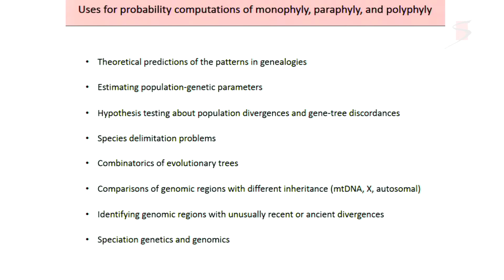And then an area that's of increasing interest now: comparing genomic regions from different parts of the genome or different types of markers. We heard a little bit earlier this morning about mitochondrial DNA versus autosomal loci, as well as identifying genomic regions with unusually recent or ancient divergences that might indicate something interesting about speciation or natural selection.